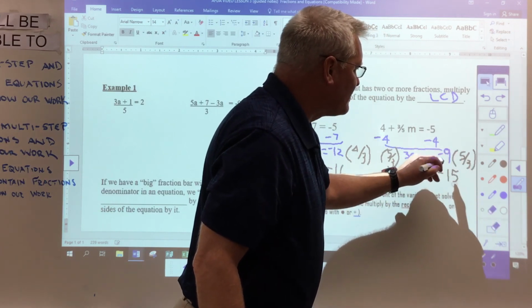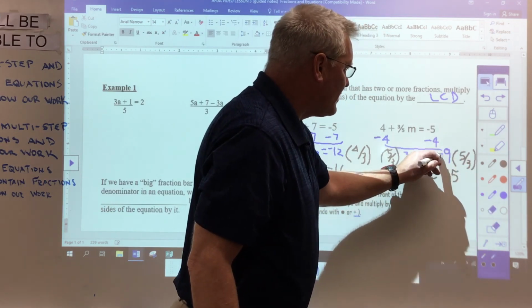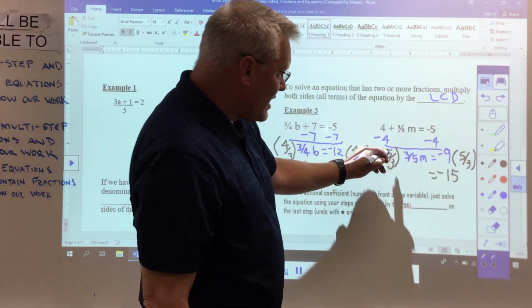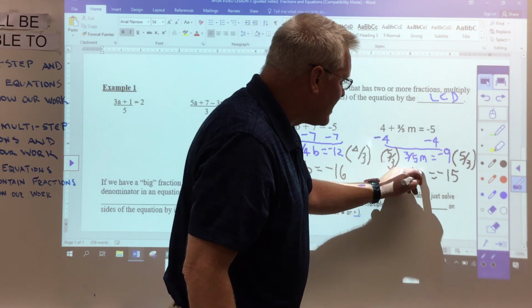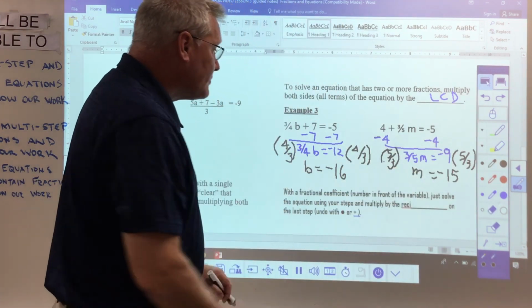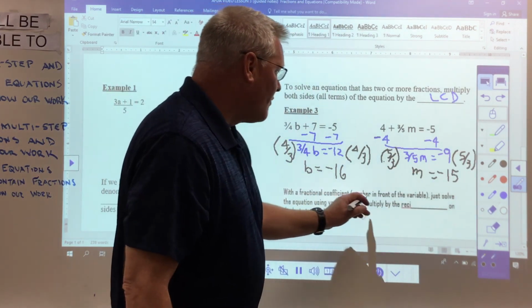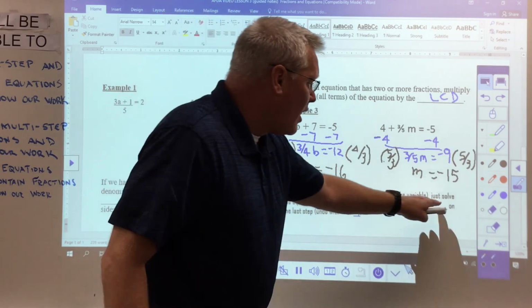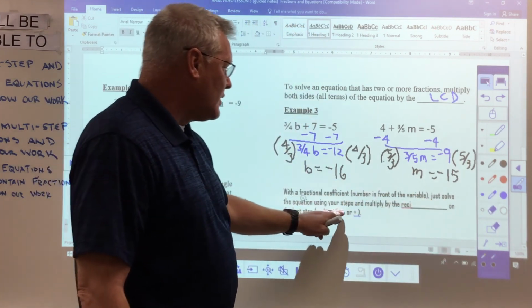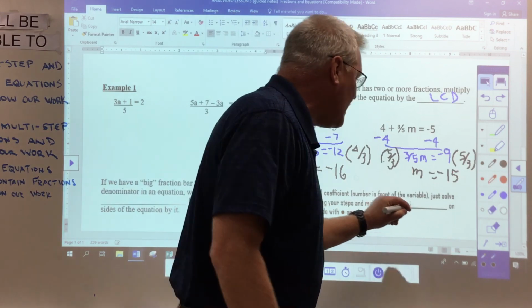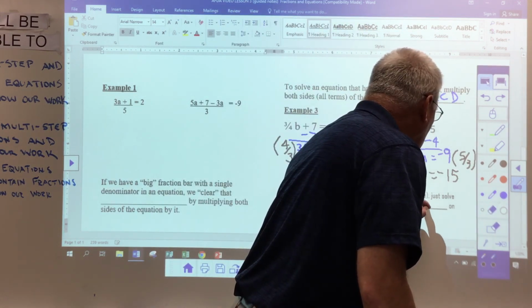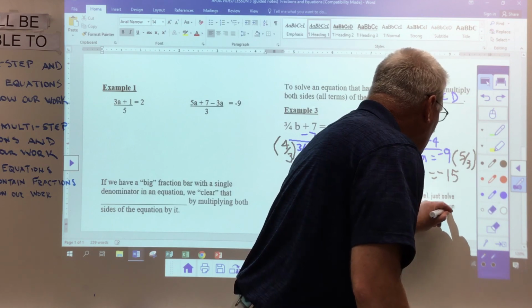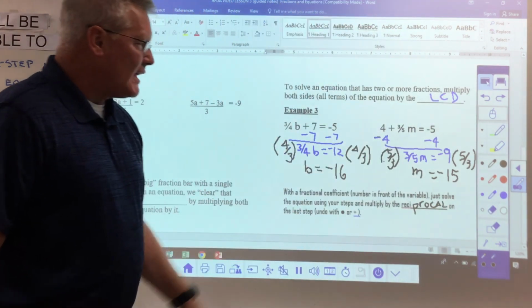9 times 5 is 45, divided by 3 is 15. Don't forget your sign. Any number times its reciprocal is 1, right here. That makes it 1. 1 times m is m. So, with fractional coefficient, that's a number in front of the variable, just solve the equation using your steps and multiply by the reciprocal. So I need to put the reciprocal on the last step.